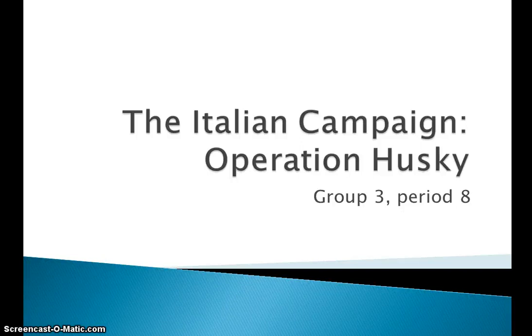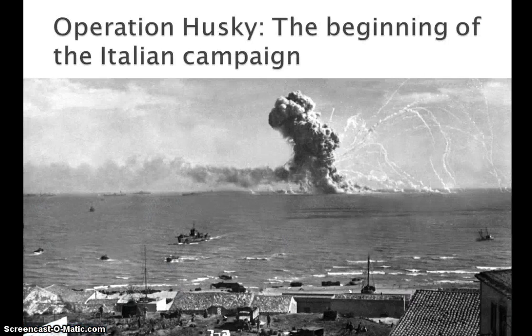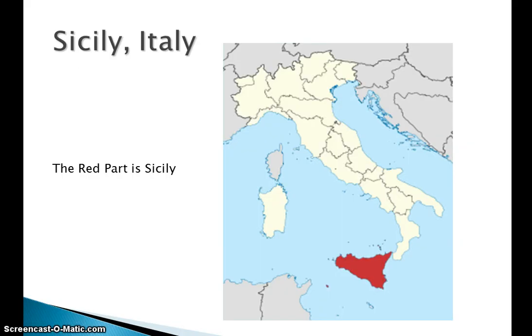In this presentation, we will talk to you about the Italian campaign, which includes Operation Husky. Operation Husky was after the Allied forces successfully freed North Africa of fascist tyranny. The Allied forces now focus on Italy, trying to weaken their powers. So first, they decided to invade Sicily, an island located at the tip of Italy's peninsula.